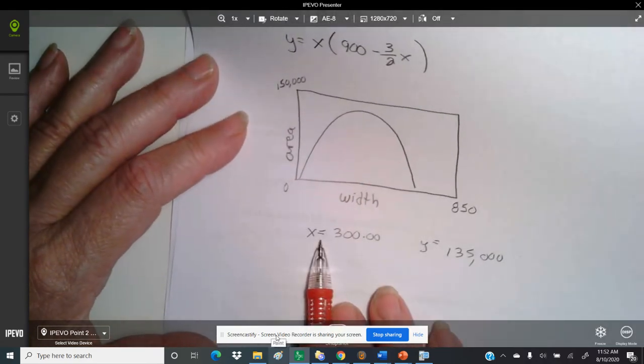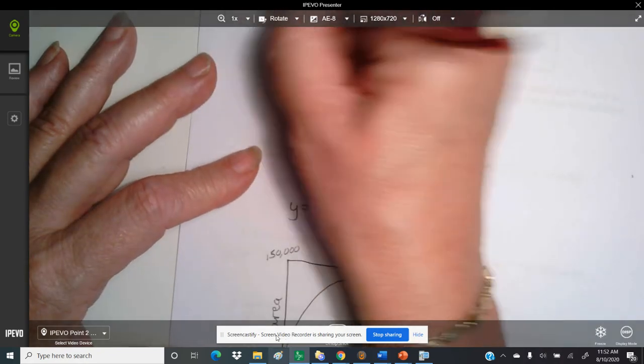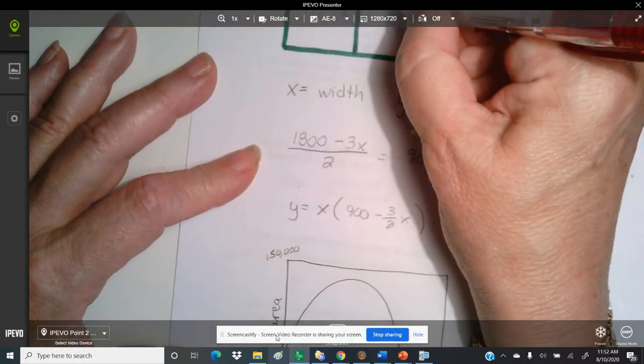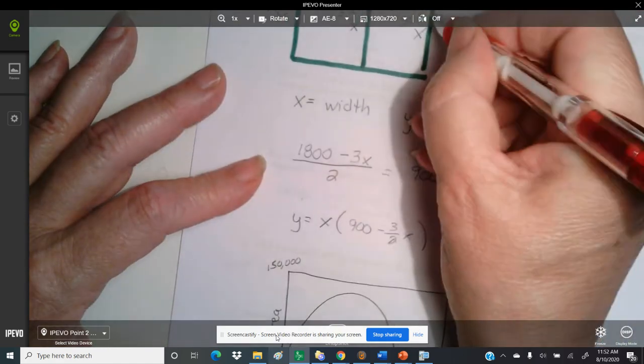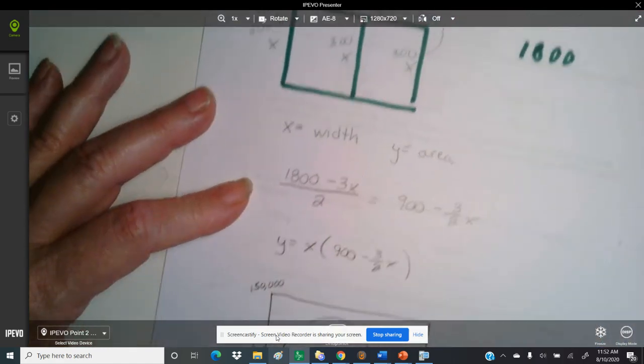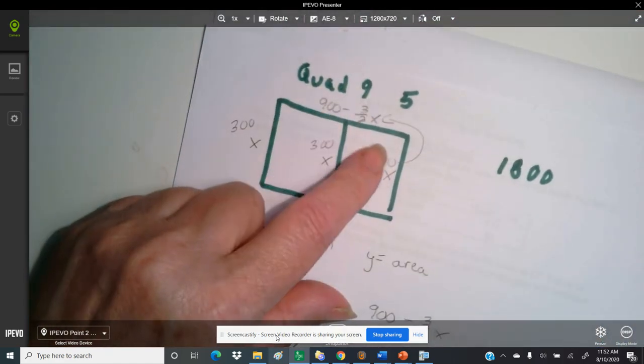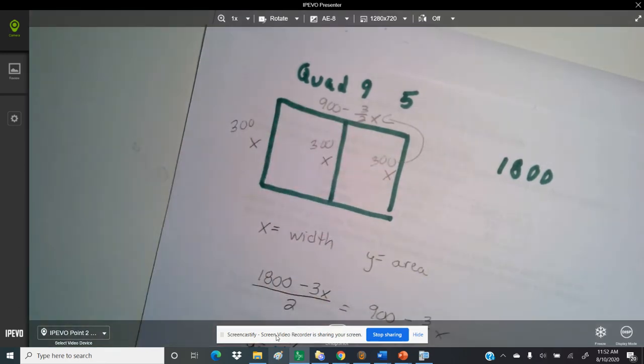All right, so that means that my width will be 300. So I know each one of these will be 300. And then I can just plug that 300 into this equation up here, and it'll give me my length, and then that will be my dimensions.